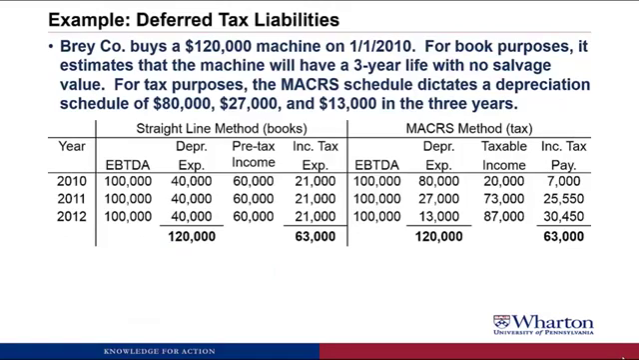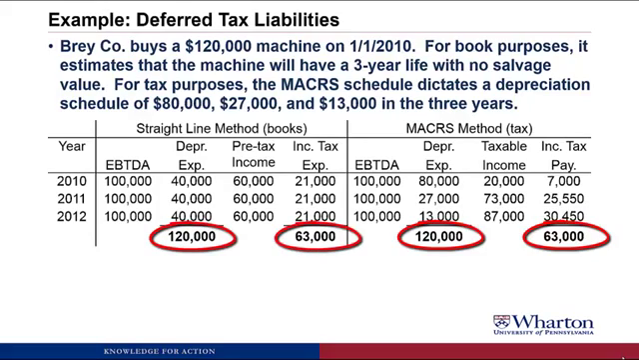So let's wrap up this example by making one more point. If we add up the depreciation expense and the income tax expense on the books, we had a total of $120,000 of depreciation expense over the 3 years and a total income tax expense of $63,000. Now on the right side, if we add up the depreciation expense and income taxes payable, lo and behold, we get the same totals. So under both tax and books, we recognized $120,000 of depreciation expense over 3 years, and our income tax payable also came out to be $63,000, the same as the income tax expense.